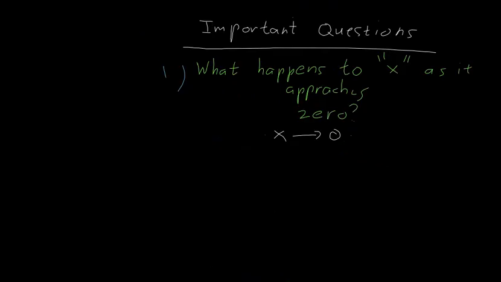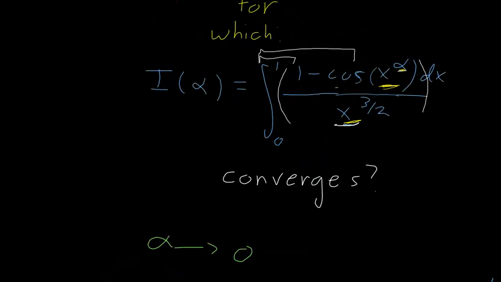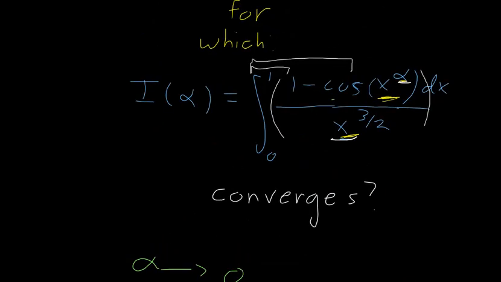Now, that really is the whole problem. If alpha is positive, that expression will go to 0. So let's go back to our integral, the exponent here, x to the alpha. If alpha is positive, that expression will go to 0.